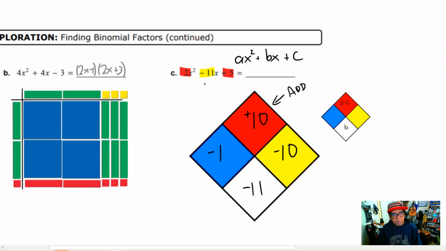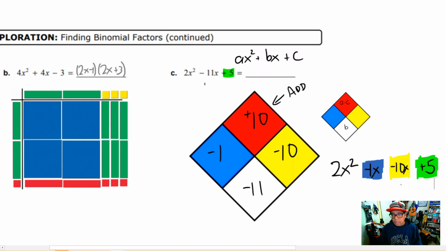So to complete this problem, we're not finished with the factoring. We're going to start by writing 2x squared. But then the next thing we're going to write is minus 1x. After that, we'll write a minus 10x. And then we'll finish off with a plus 5. After we've done that, we're going to go ahead and do some grouping.